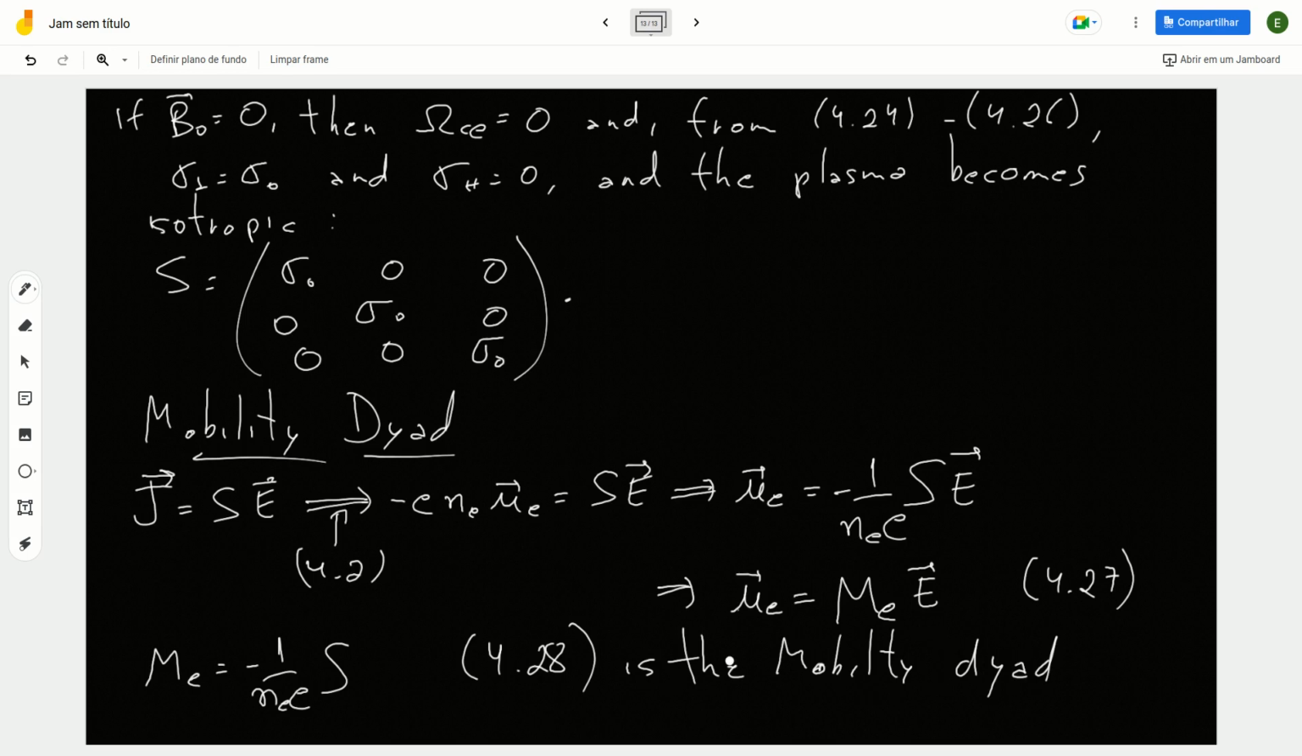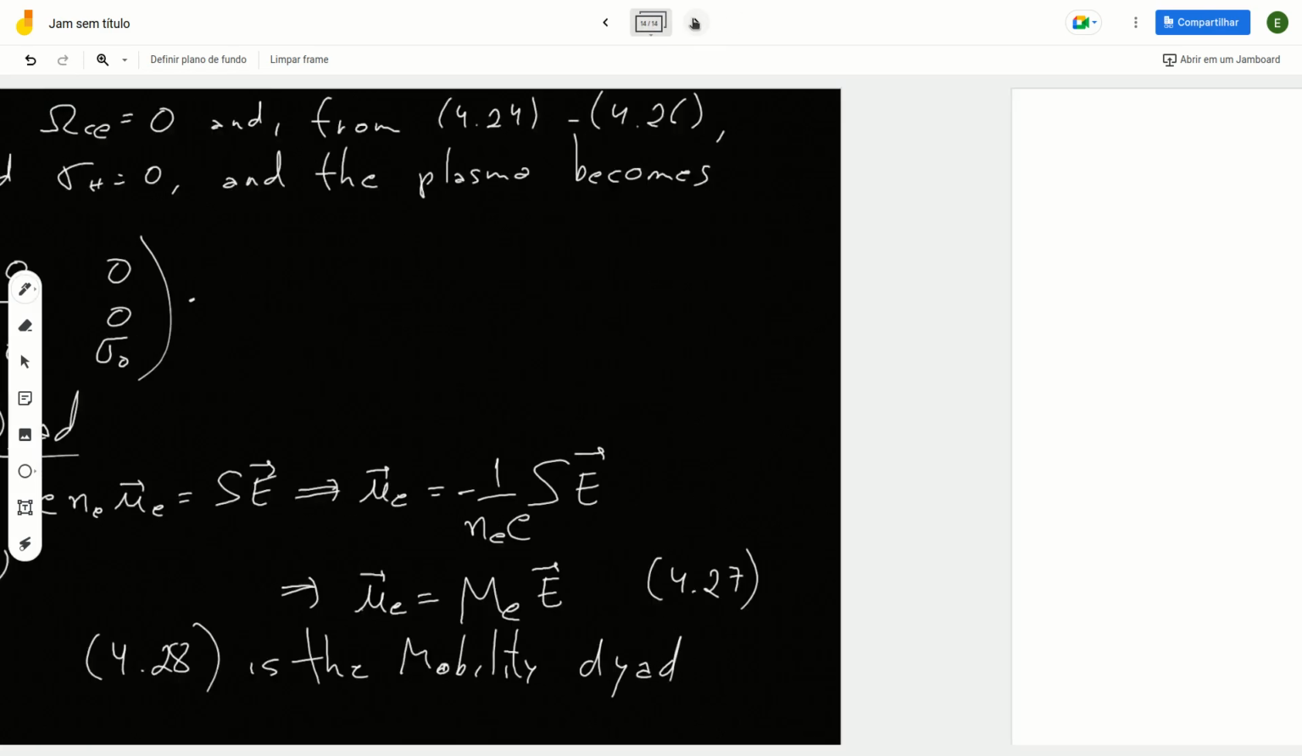Why the definition of a mobility tensor? Well, I don't know. It's just one more quantity that may be useful in some of the exercises in the list, but I'm being honest with you. I have not used the mobility tensor in my works, so it's good for you to know that there is a mobility tensor, but actually I have not used it. So for me, whatever.